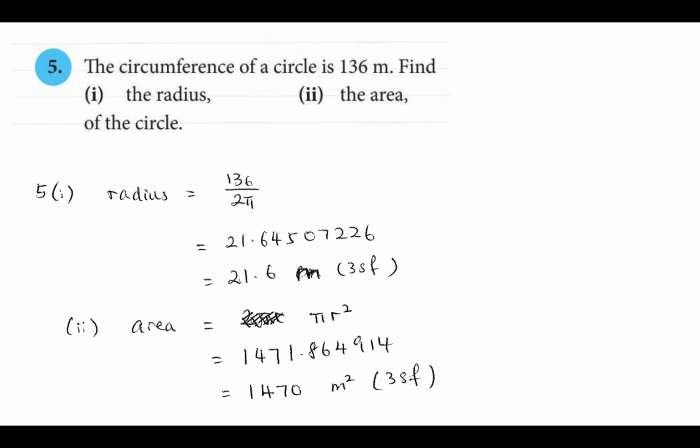After that, to find the area, now that we already know the radius, it will be pi r squared, so pi times 21.64507226 squared. Do remember to use the value before the rounded off version, right? So we end up with 1471.864914. Finally, 3 significant figures, that will be 1470 square meters.